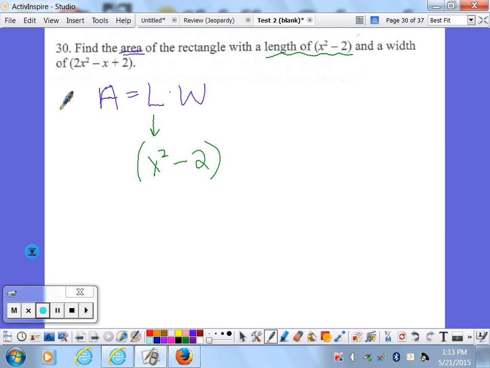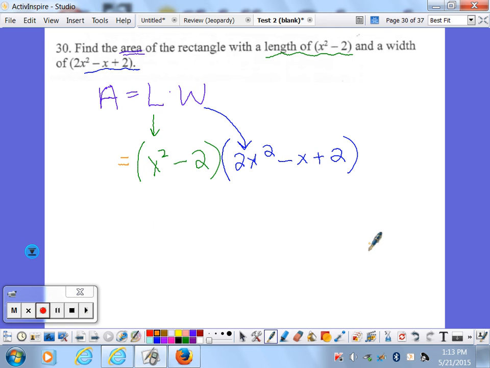The width, they said, was this, so I'm going to take that here and plug that in for the width. Since I am multiplying, I never like to put a dot in between 2 parentheses. I just put them right next to each other. So 2x squared minus x plus 2. I hope at this point you see what you need to do to find the area. That is either double distributing or making your box for the box method. Please be sure to combine any like terms in the end. Be careful. And then once you've done all of that, you are finished and you found the area.